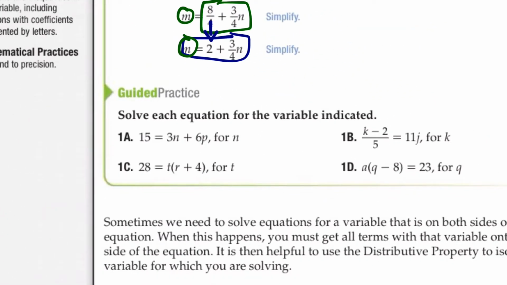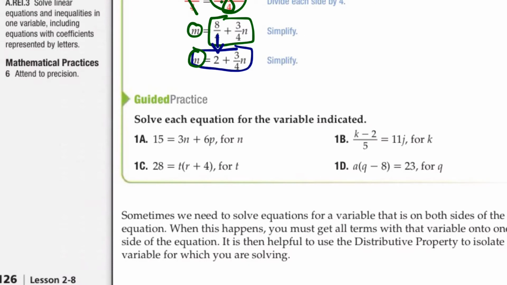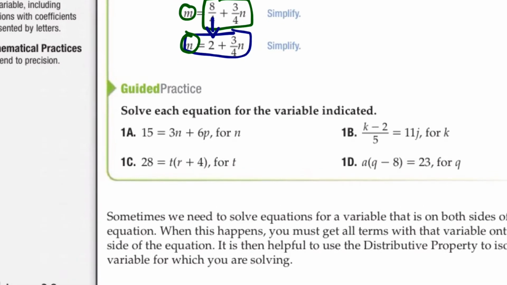Alright, so guided practice is kind of interesting. I would like you guys to do guided practice also on a piece of paper, just to get some practice in for your homework. This is exactly how your homework's going to be. So I'm going to do one of them. Alright, I'm going to do this one right here. I'm going to do 1C. Alright, so I have 28 equals TR plus 4 for T. So I need to get T by itself. So this one's not too bad. What I can do is, the R plus 4 is in the way, right?